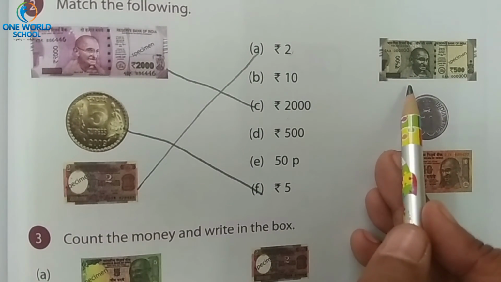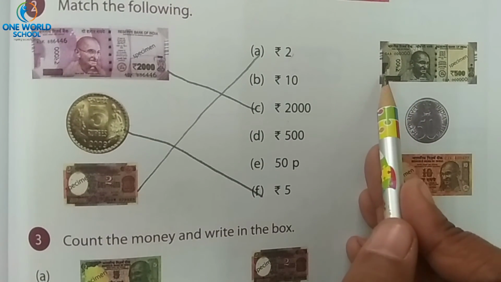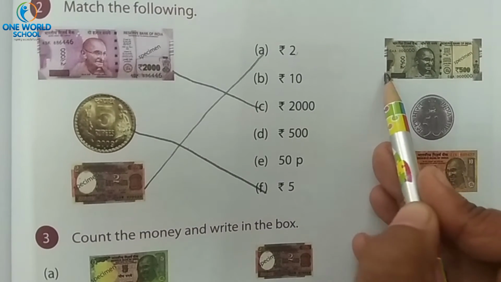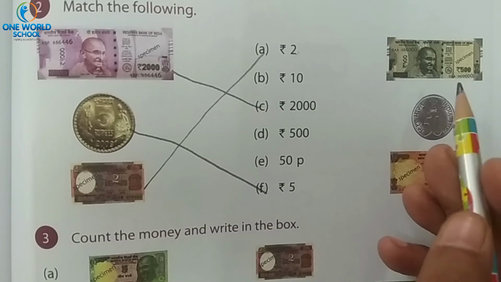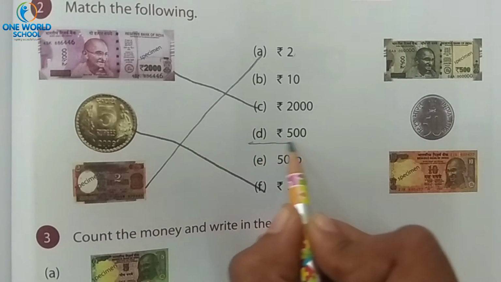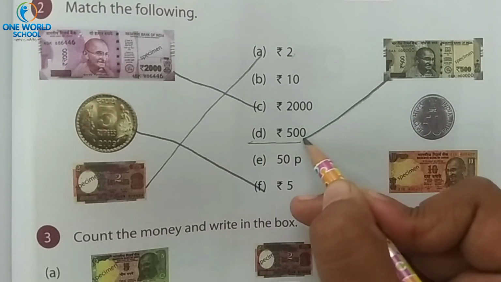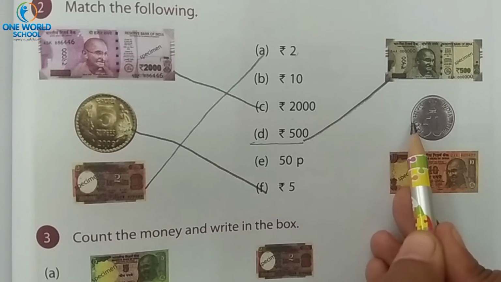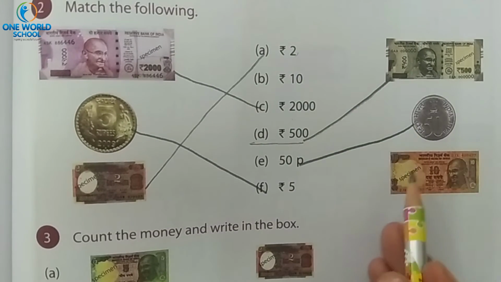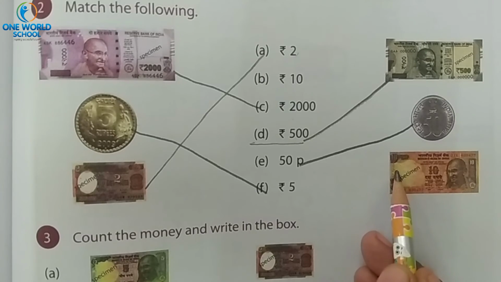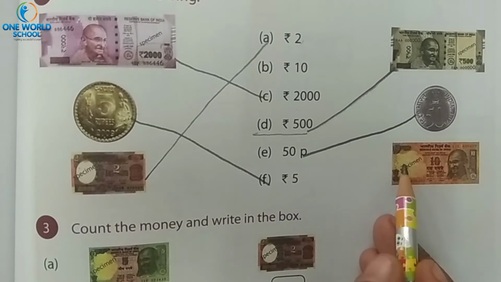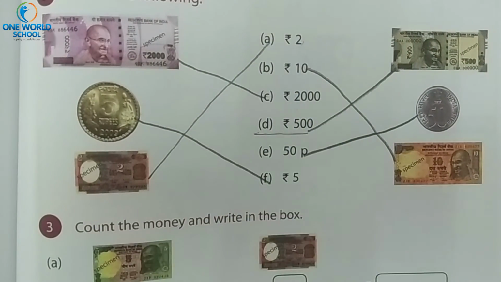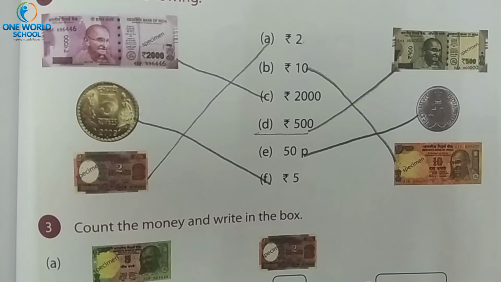Then rupees 2. Look at here. What is the value of this note? 500 rupees. Very good. So where 500 rupees is given? At number D. So match it. What is this? 50 paise. Very good. And last one. How many rupees? 10 rupees. So let us match it with rupee 10.